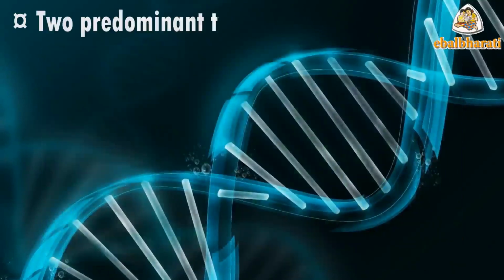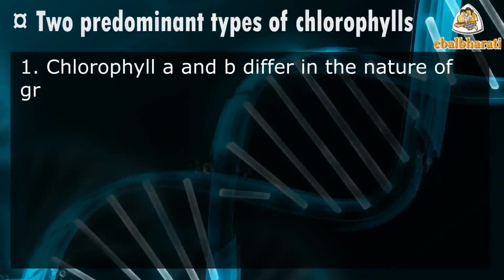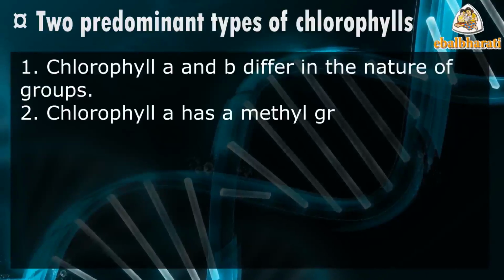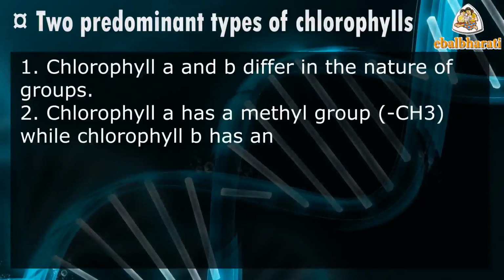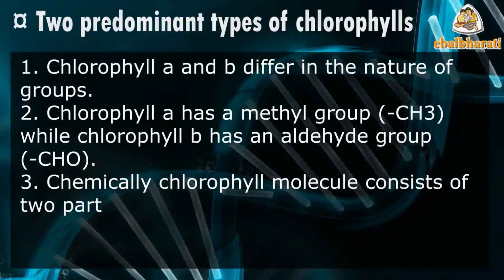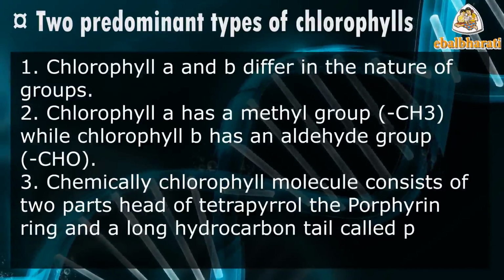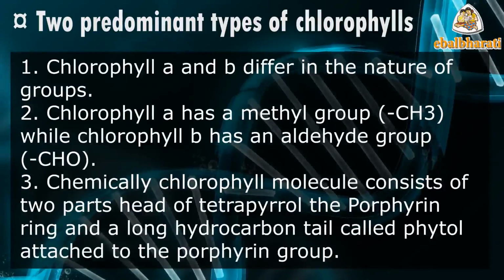Two predominant types of chlorophylls, chlorophyll A and chlorophyll B, differ in the nature of groups. Chlorophyll A has a methyl group, that is CH3, while chlorophyll B has an aldehyde group, that is CHO.